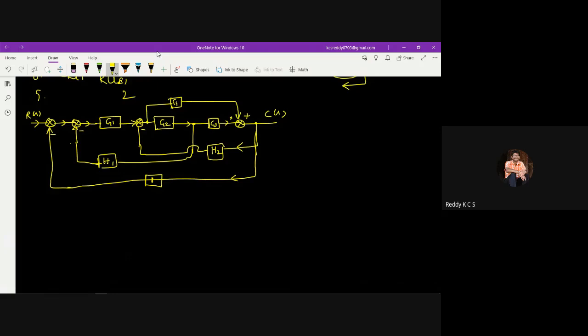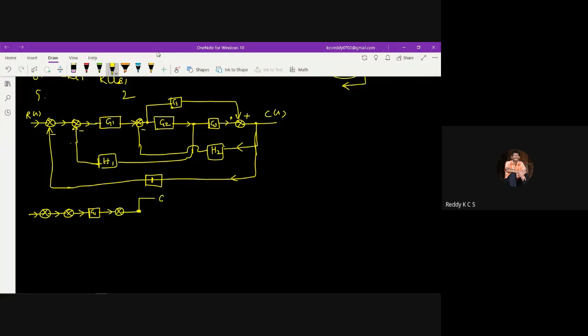Okay, so that change I'm doing here, you can draw like this. What change am I doing? I'm shifting the takeoff point G1. I have to redraw once again. So redraw the block diagram and shifting.